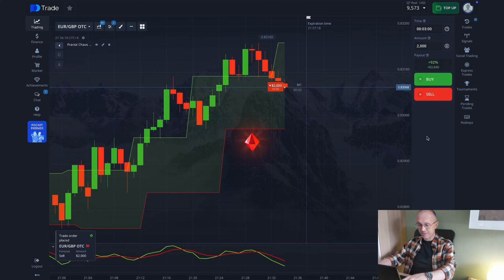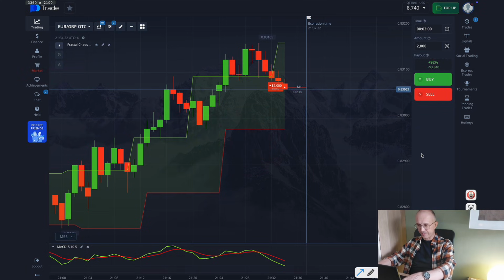The expiry time is 3 minutes. And I'm opening a short trade for $2,000. The chart shows excellent and confident movement, and the indicator signals fully confirm the current situation. Everything's going according to the strategy.